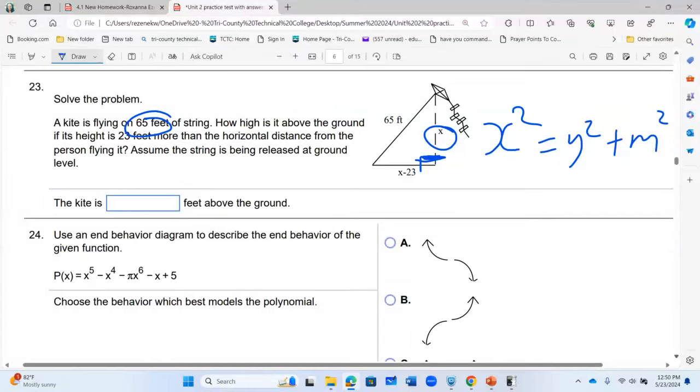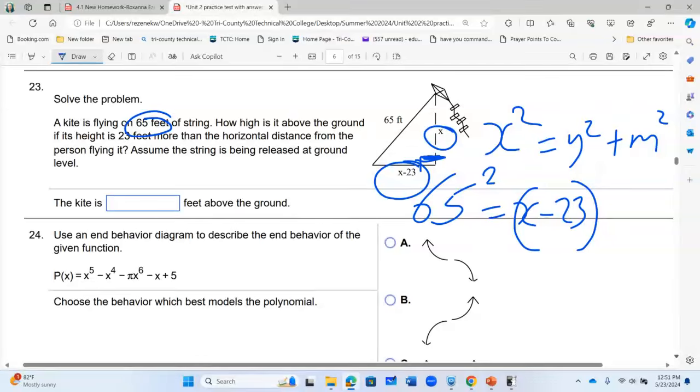So the kite, the length of the kite is 65 squared, which is equal to this distance. It says that is x minus 23. So x minus 23 squared plus x squared. So you are going to solve this quadratic equation.